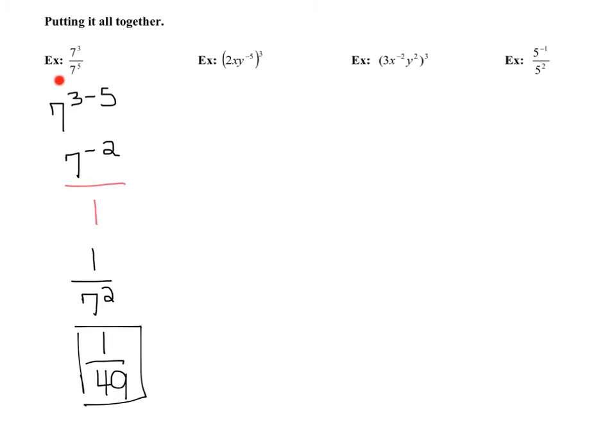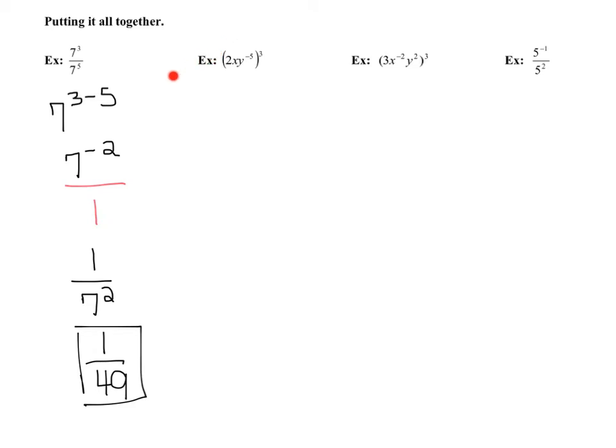A good way to check it is to just visualize your 7's. 7 to the third means you have 3 7's on top. 7 to the fifth means you have 5 7's on bottom. So after you do your canceling, you're going to have 2 leftover 7's. And the 2 leftover 7's are going to be on the bottom because there were more 7's in the denominator to begin with. So that's just a good way to check your answer.